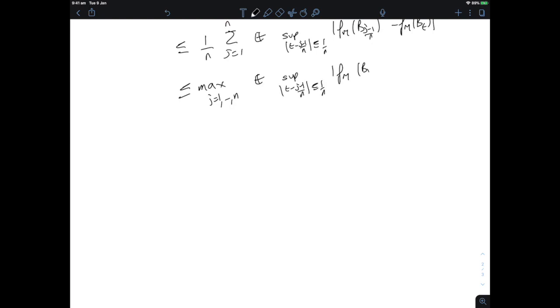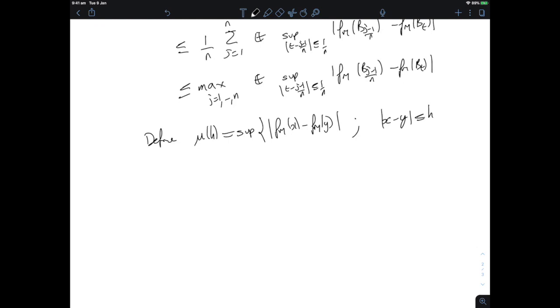Okay, now I want to start giving some names to that. Let's define mu(h) as the supremum of f_m(x) minus f_m(y) whenever x minus y is smaller than h. Right, so let's define that. And so by continuity of f_m, and f_m is uniformly continuous because it's a continuous function that is 0 outside of the compact set minus M, M. So by uniform continuity, we have that mu(h) goes to 0 as h goes to 0. So that's by uniform continuity of f_m.